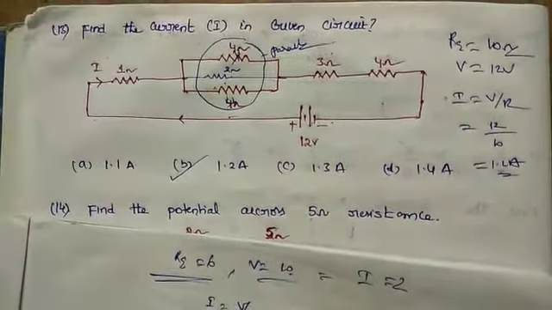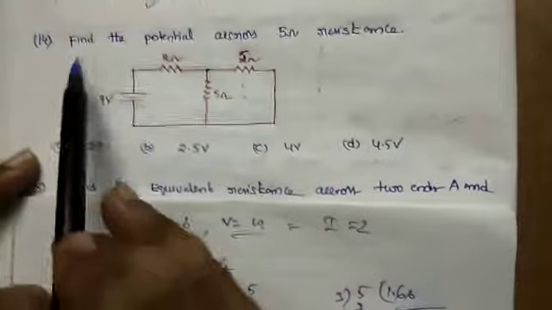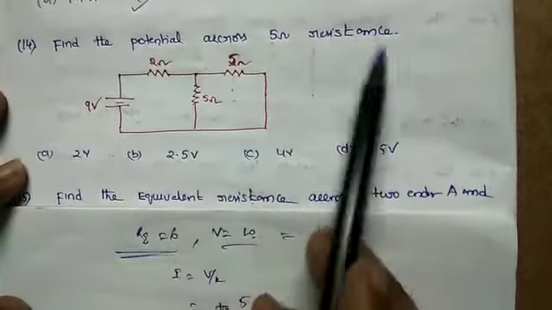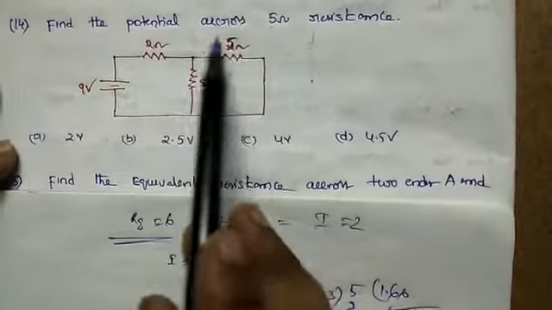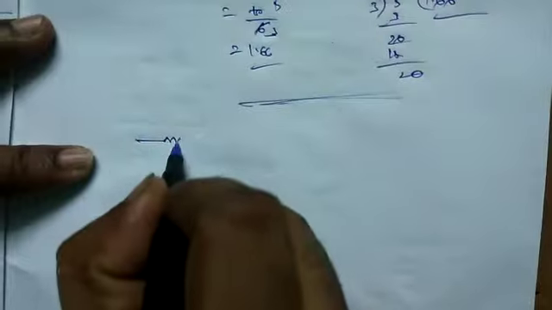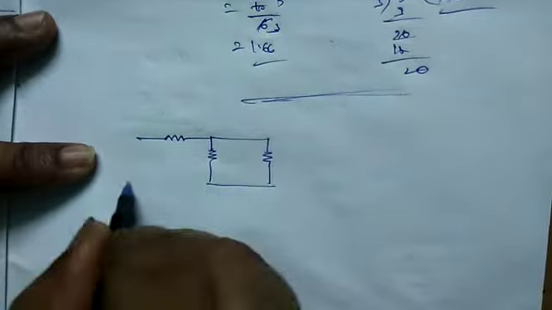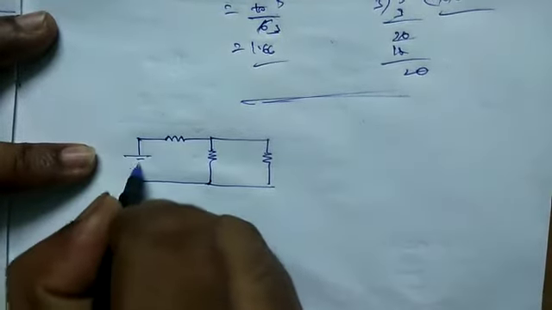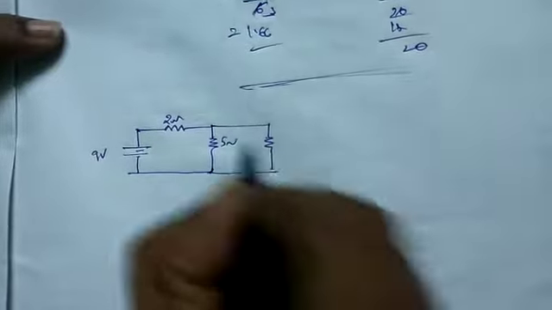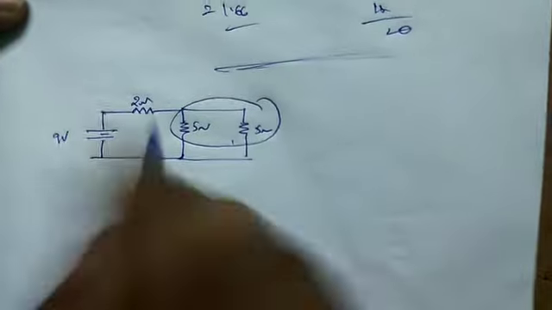Easy problems, but you can't get the answers well. See the 14th one. Find the potential across the 5 ohms resistance. See, this is a different problem. You can see here 2 ohms, 5 ohms, 5 ohms. So voltage is 9 volts. So here 2 ohms, 5 ohms resistance, 5 ohms resistance. First of all, these two resistances are in parallel. You can go with one resistance.